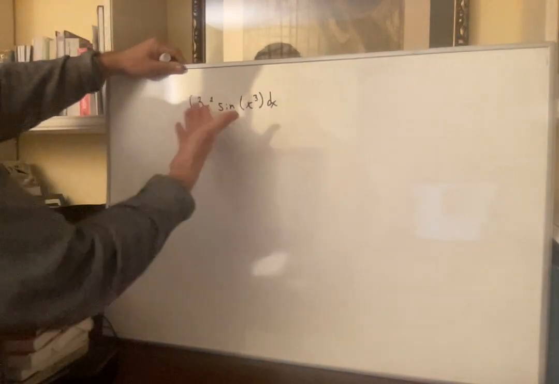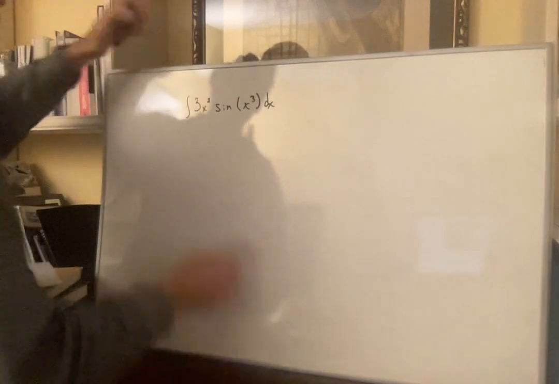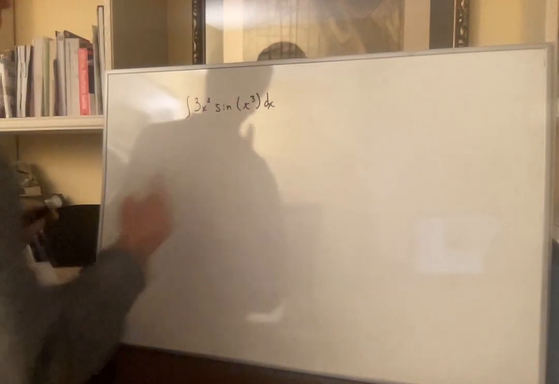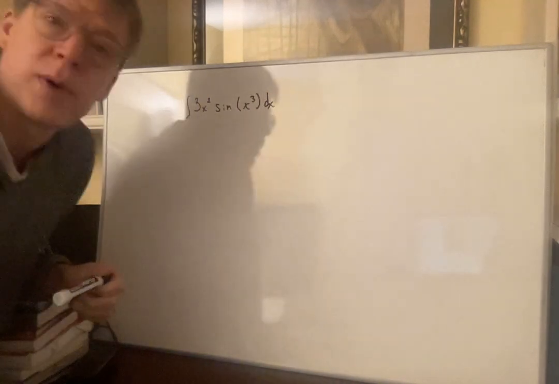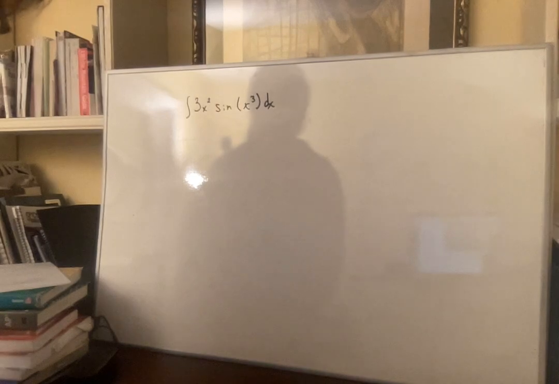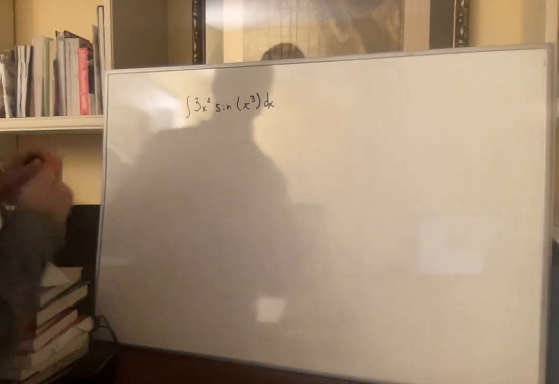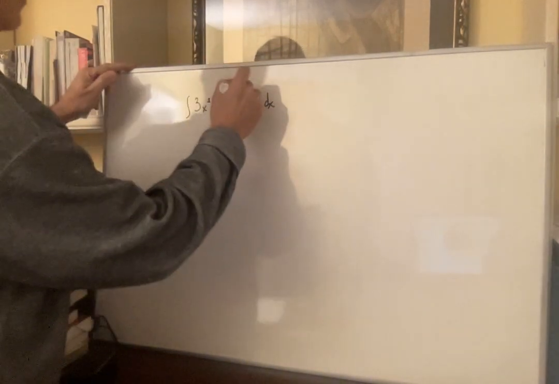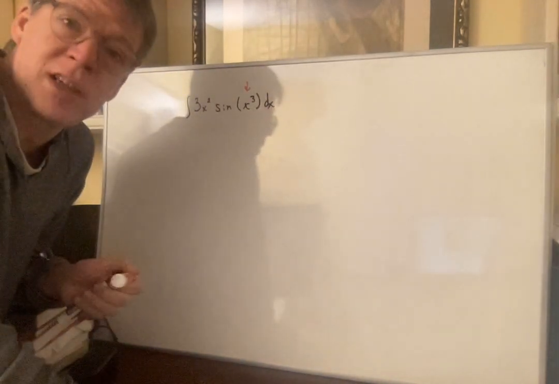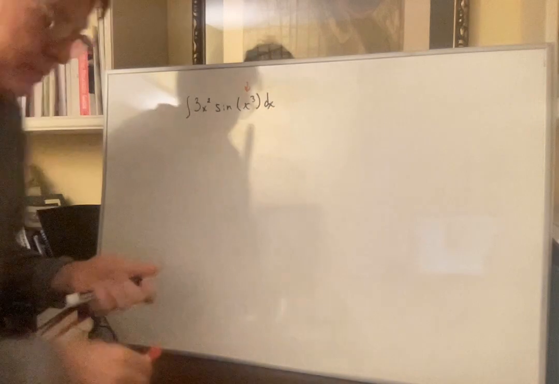Hey everybody, look at this right here. Do you see any part of this function that has its derivative in another part? I do. Look at this x cubed here. Does it have its derivative somewhere else in the function? You're darn right it does, right? So then that's your u.